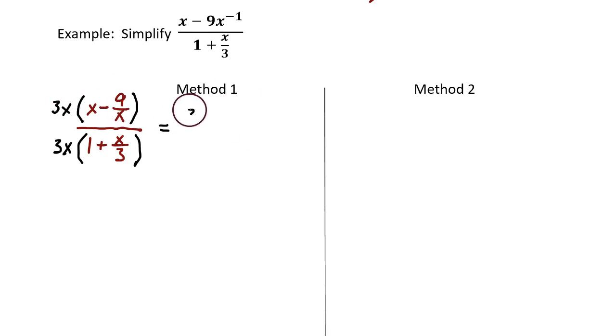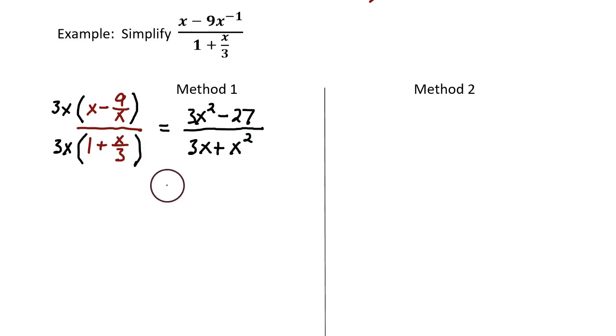3x times x is 3x squared. 3x times minus 9 over x makes negative 27. This x and this x cancel away because this one is in the denominator of a fraction. Now let's work in the bottom. 3x times 1 is 3x. 3x times x over 3 makes x squared. This 3 and this 3 cancel away because this 3 is in the denominator of a fraction.